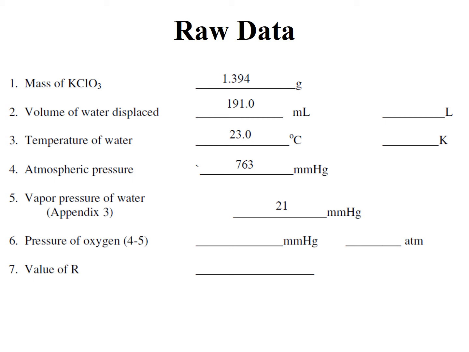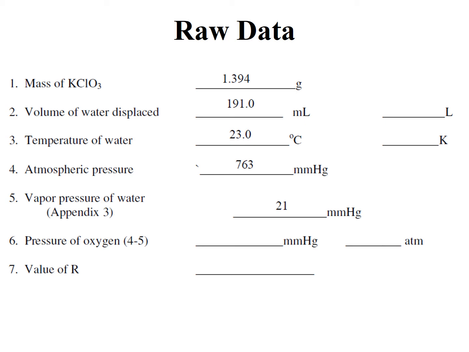Okay, and atmospheric pressure is given as 763. And the vapor pressure of water at the temperature of 23 degrees Celsius is 21. So to get the pressure of the oxygen, you're going to subtract 21 from 763. So you're going to get around what, 741 or 742 millimeter mercury. And then from that, you're going to convert your millimeter mercury to atmosphere.